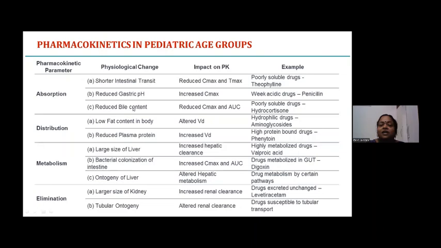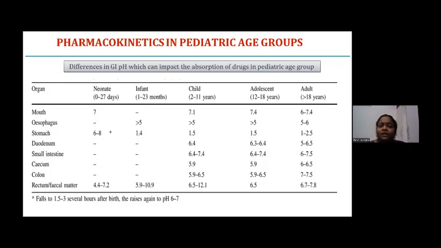I'll just tell you one or two examples. Because of the reduced gastric pH, there is increased Cmax that is seen, and that has an impact on one of the parameters. So weakly acidic drugs have a poor absorptivity profile. Likewise, there is size variation in the liver as the age progresses, size variation in the kidney as the age progresses. So the dose cannot be a common one for the entire pediatric group. That's what we are trying to say here. So there is a difference in gastrointestinal pH, which also affects the absorption of drugs in the pediatric age group.